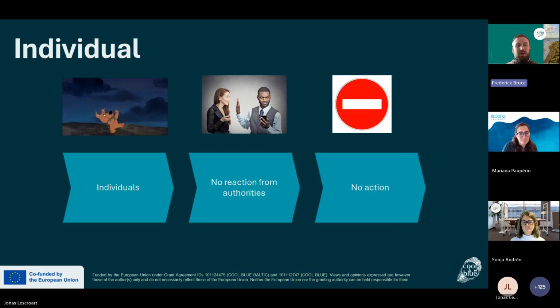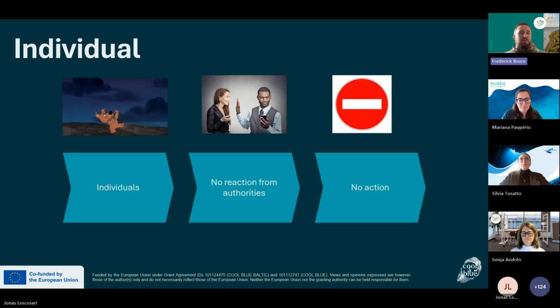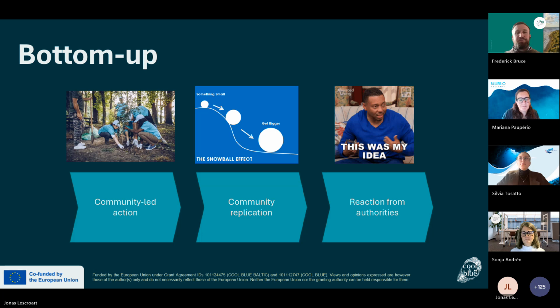And then, yeah, so if we have individual actors basically trying to affect change themselves, which is a great thing, they can inspire other people. But if they are just working on their own, often they will be ignored by authorities, and this also results in no action. And if you go to the next slide, please.